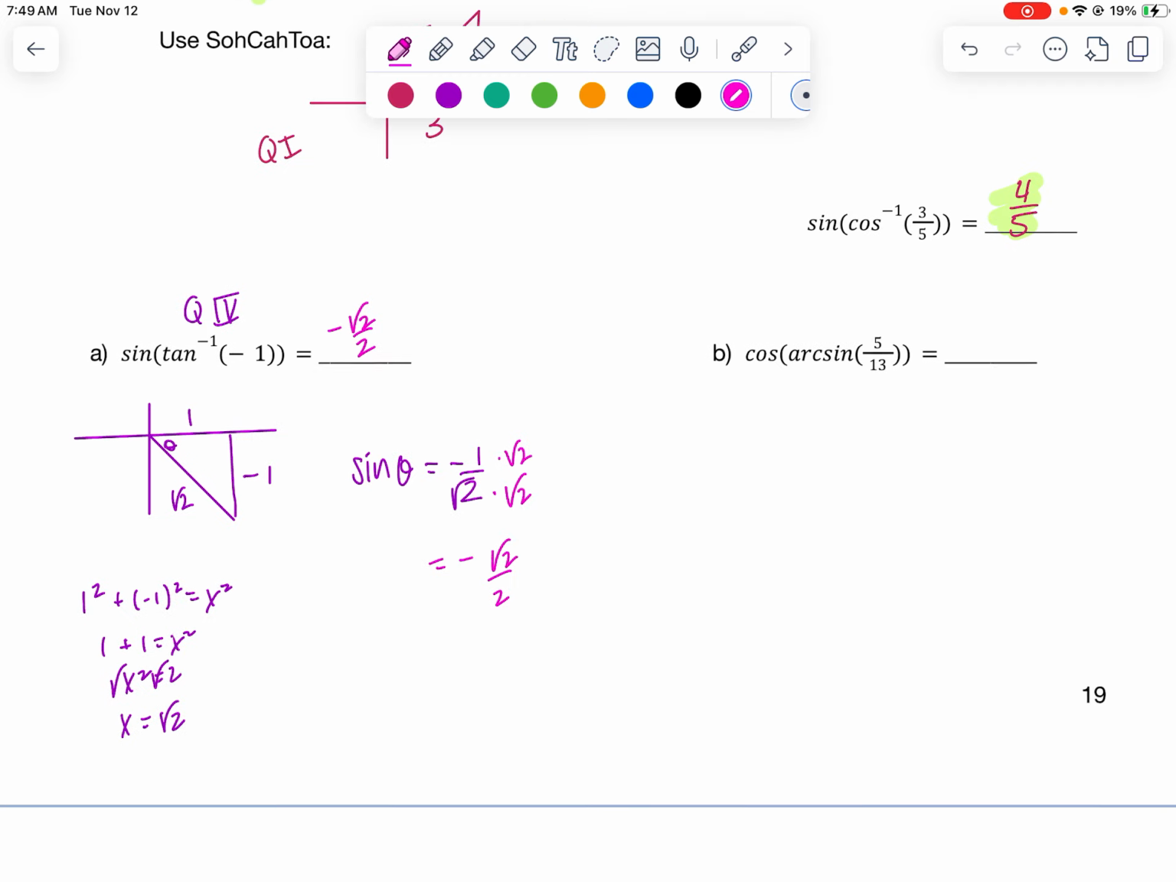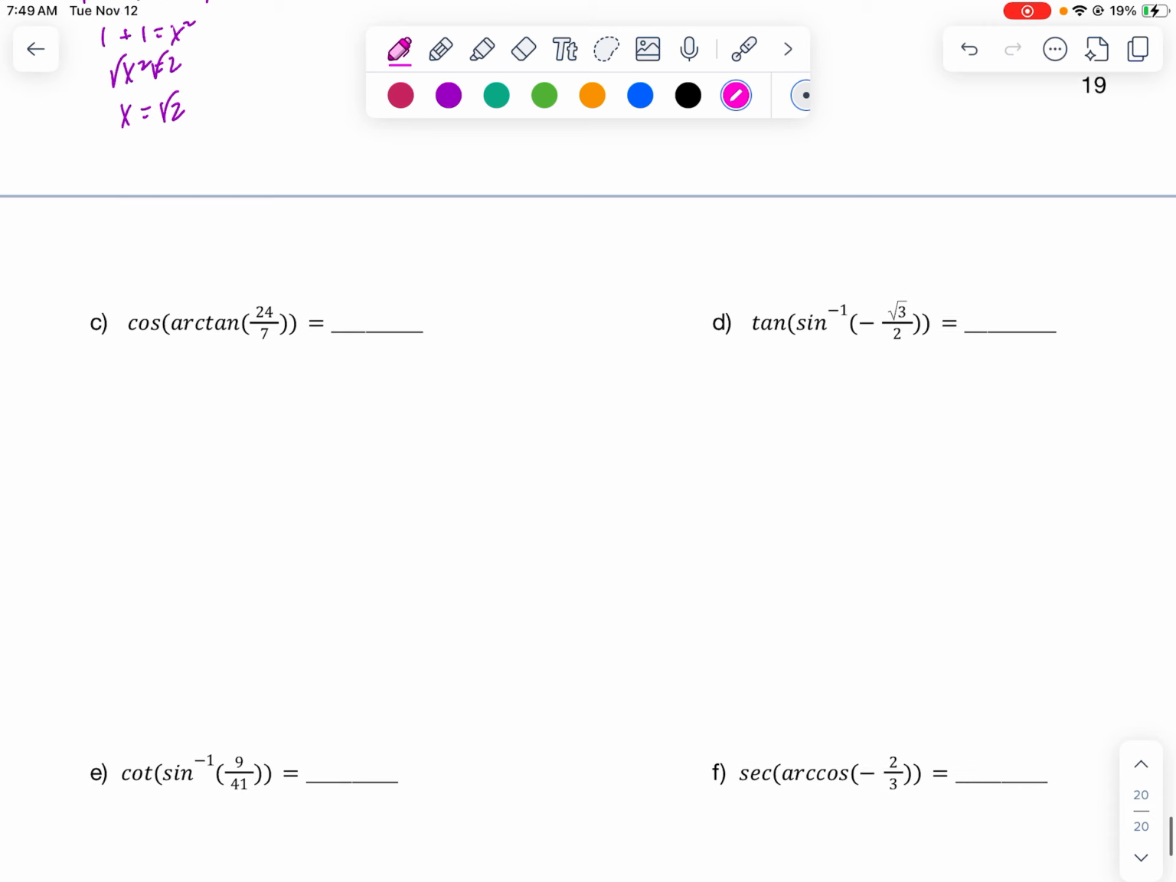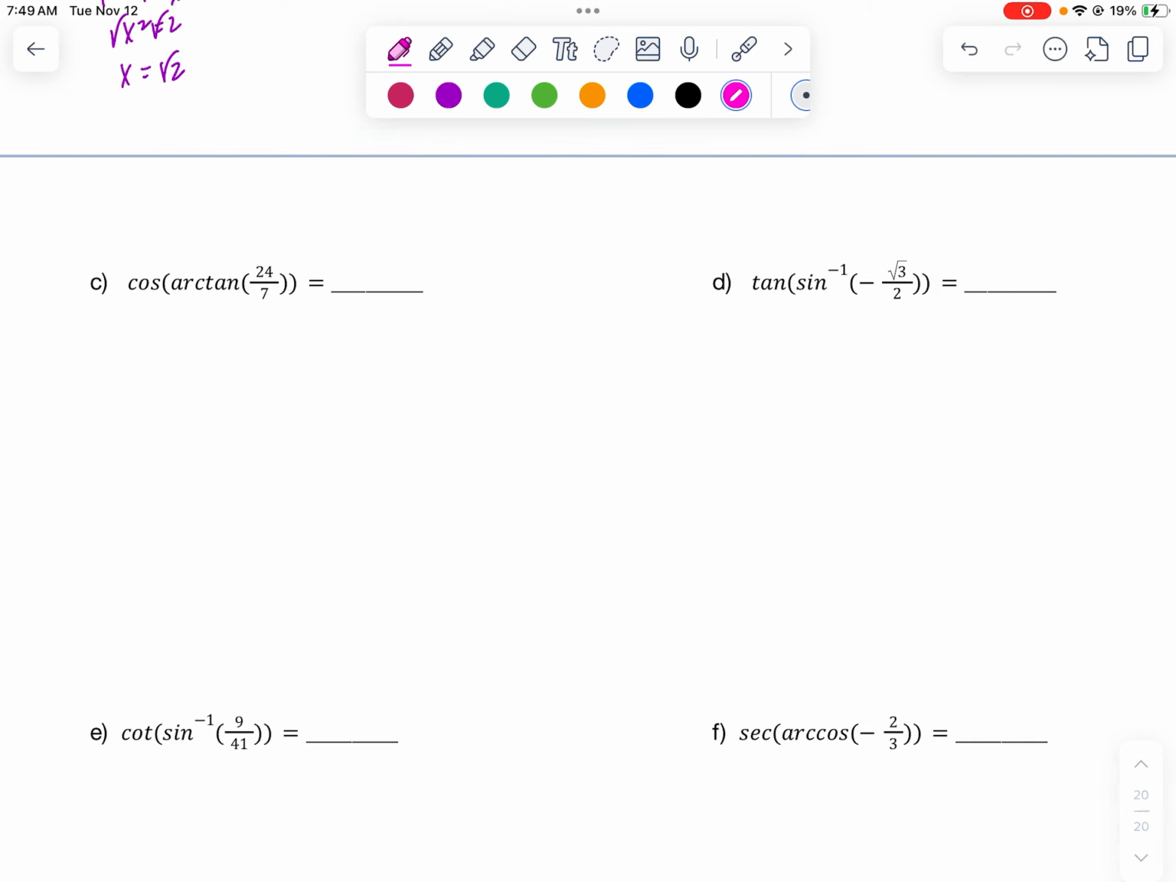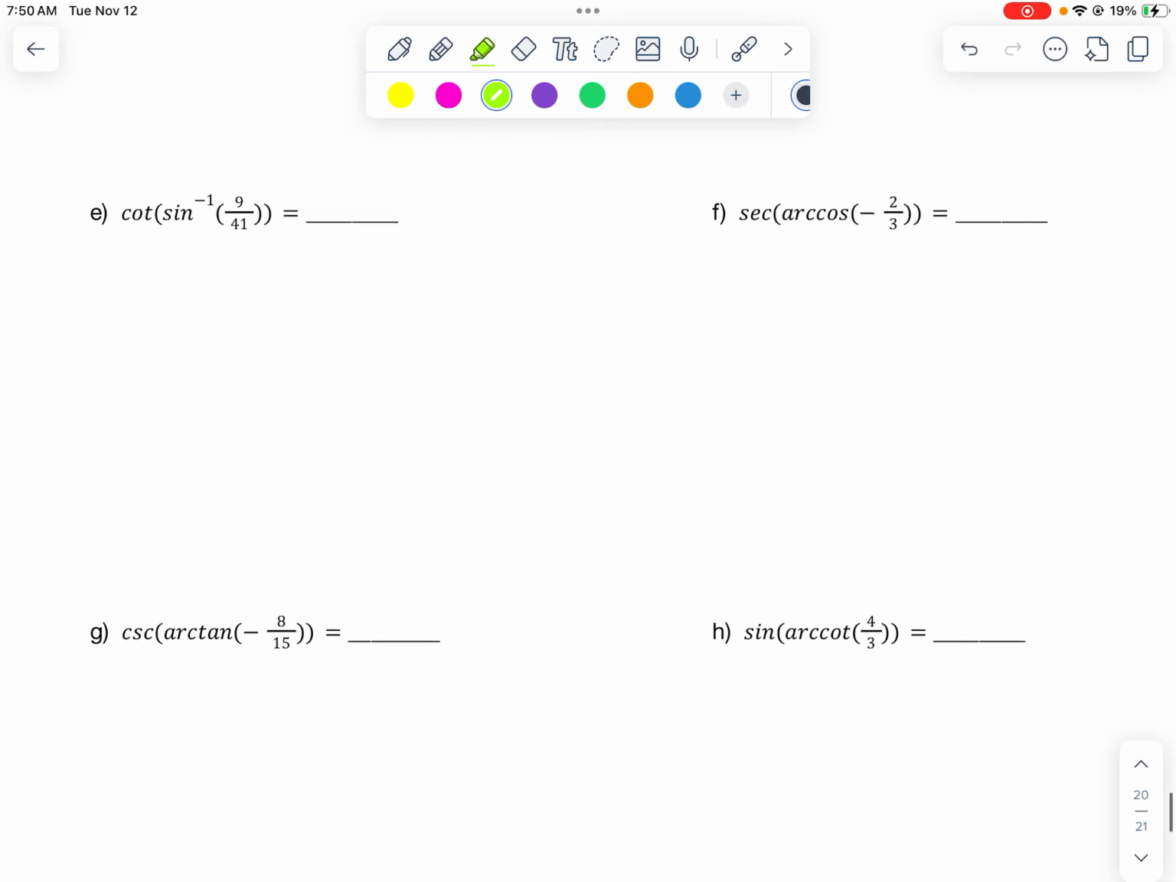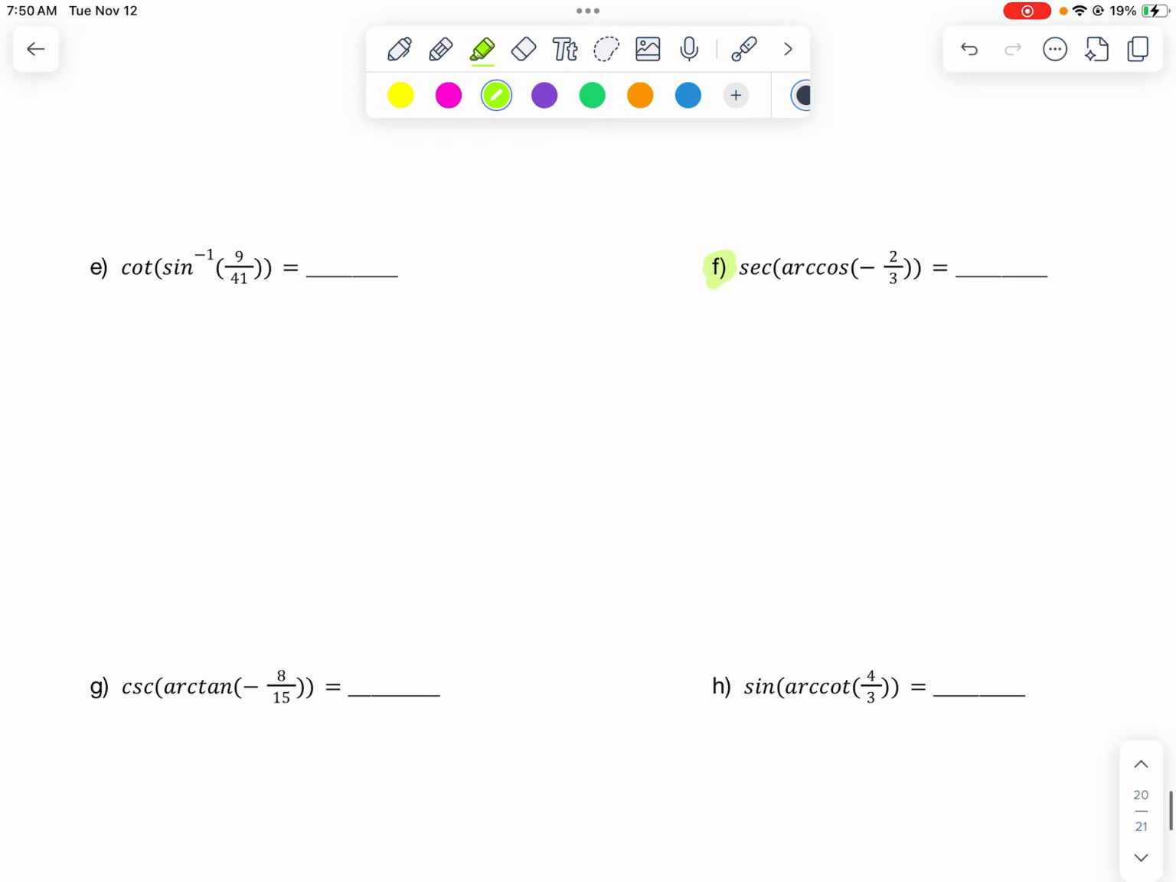Okay, I'm going to skip B. You guys can do that. Let's look at some of the other examples. We'll just do D, F, and H. Let's do that.